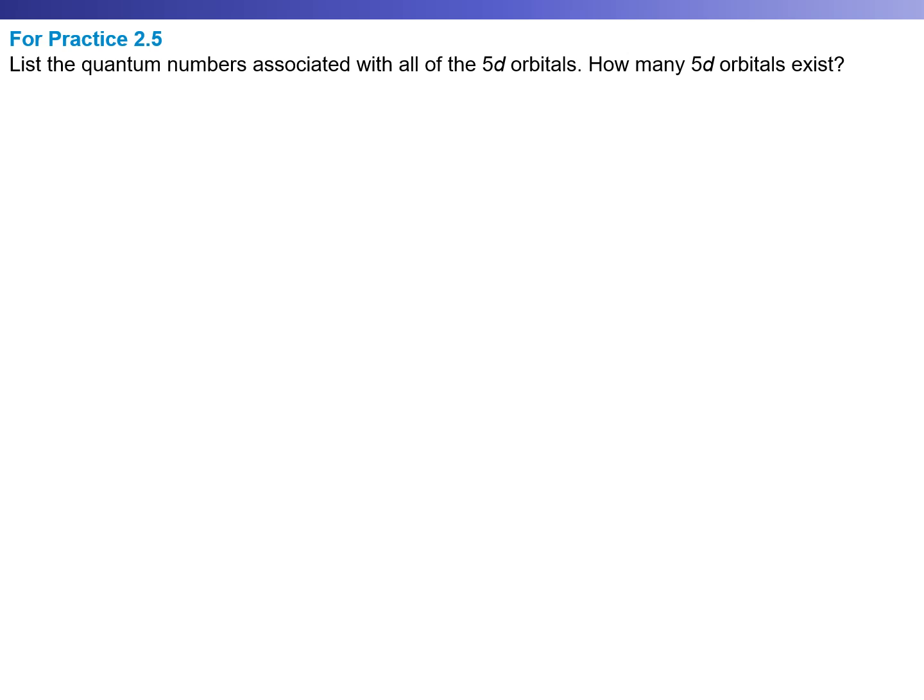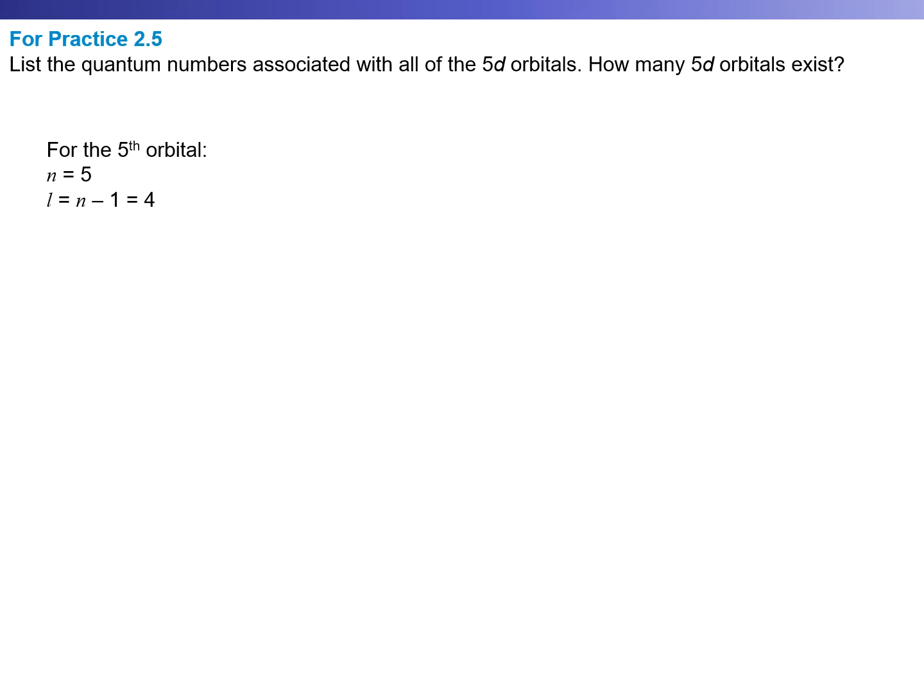Now problem 2.5 is asking us to come up with the quantum numbers that are associated with a specific orbital, that of the 5d orbitals. And they're also asking how many orbitals there are going to be in 5d. So we know that we're given the 5th orbital, and if we have the 5th orbital, we know that the principal number is going to be 5. And if our principal number is 5, then our L, which is our angular momentum, is always going to be 1 less than that. So that's going to be equal to 4.